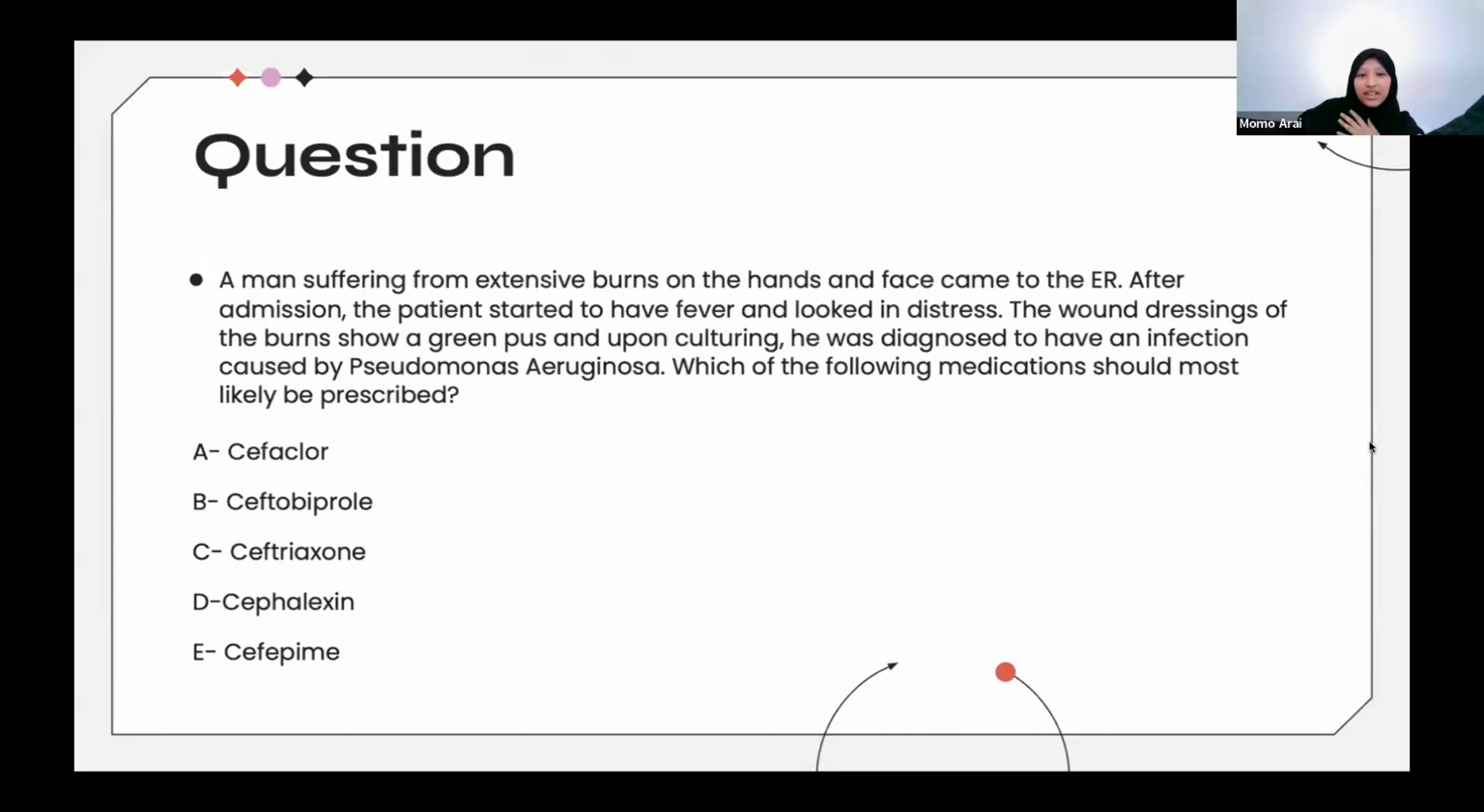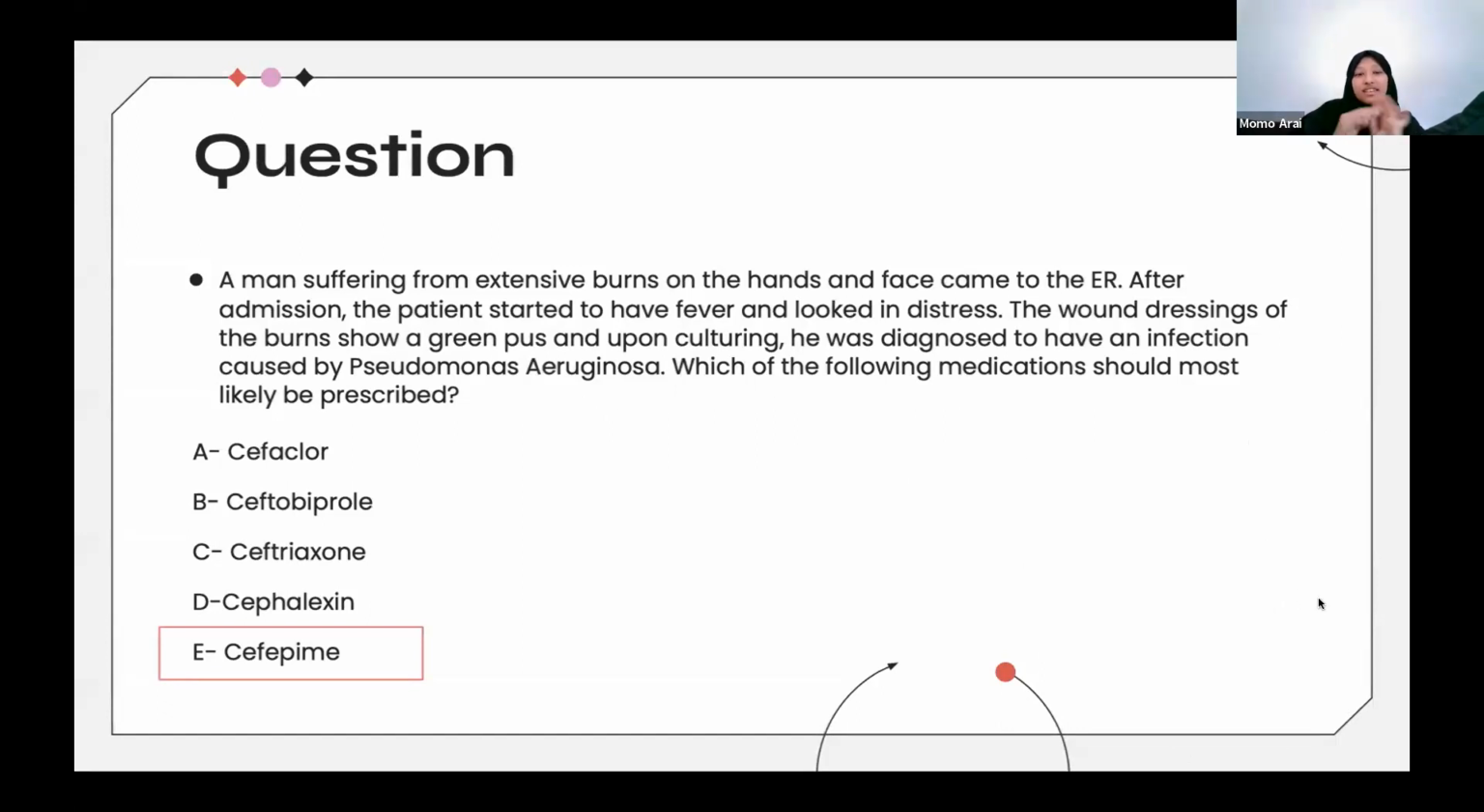Okay, someone said B. Someone said E. What about the rest? Okay, C. I'm seeing a lot of mixed answers, mostly C. Does anyone want to explain? Okay, it's fine, but the answer is E.